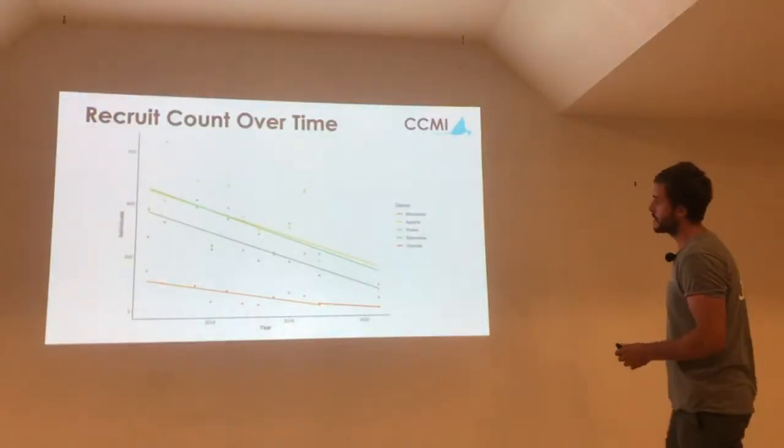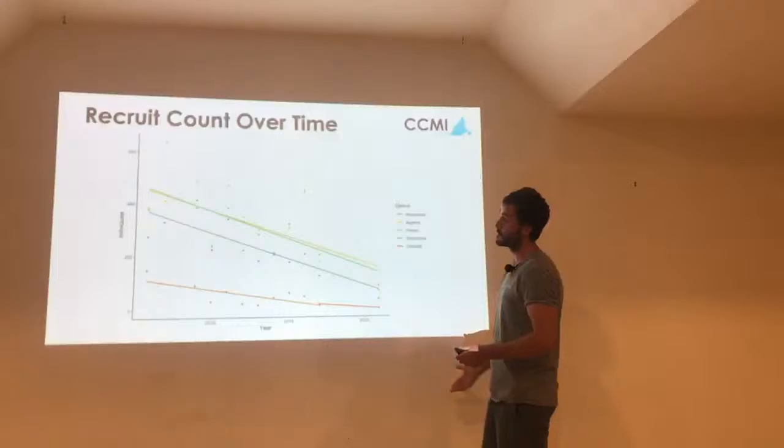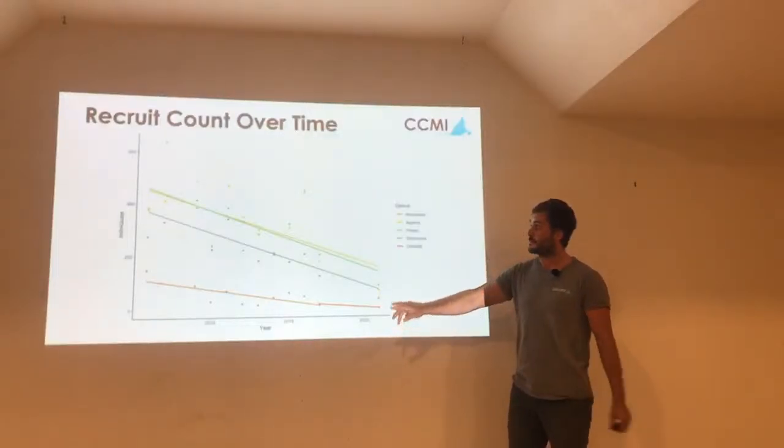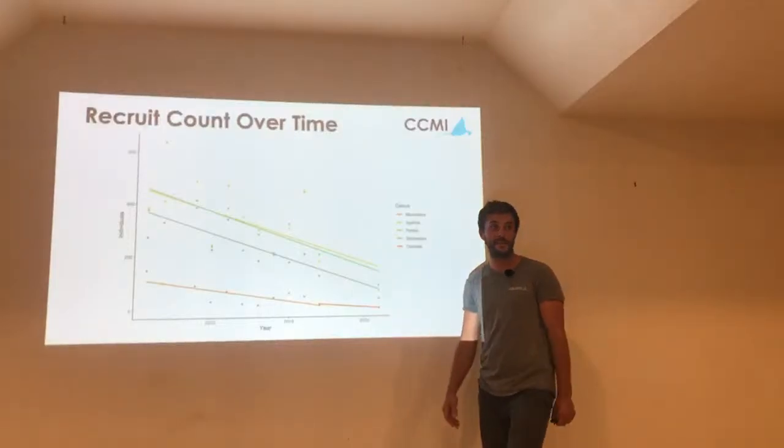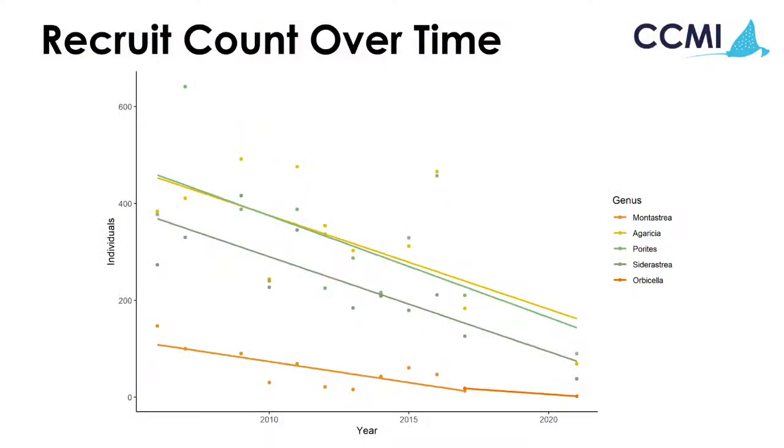So what I finally want to talk about is our recruit count over time as well. No matter how we look at it, the adult population of Agaricia and Porites is significantly increasing, but our recruit count is still massively declining. These are all significant. Like I said, Montastraea has stopped recruiting since 2017. Orbicella has been so low. Apparently there was one last year. But in the wider Caribbean, there have been a lot of reports that Orbicella has also stopped recruiting.